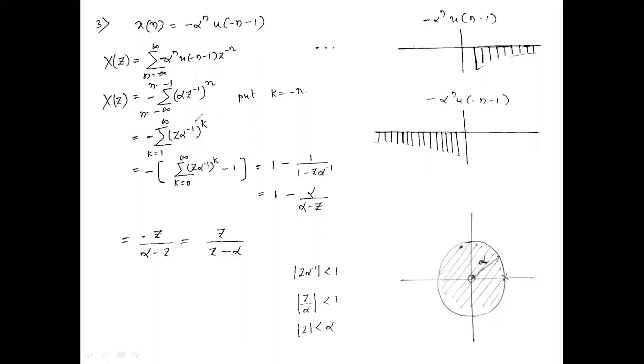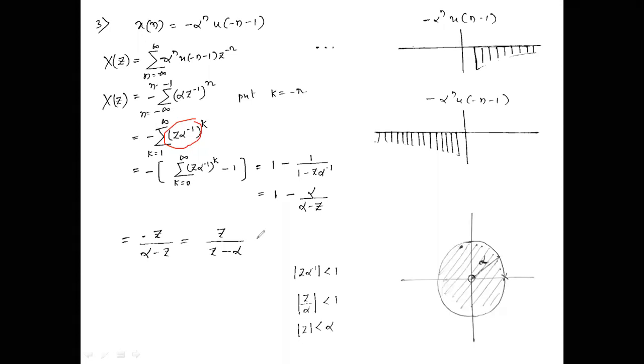That is why now the condition is not alpha into z to the power minus 1 less than 1, but it is z into alpha to the power minus 1 less than 1. Hence we get magnitude z less than alpha as our region of convergence. So my ROC here is inside the circle. The first signal was a right-sided signal, infinite duration, so my ROC was outside the circle. The second question is a left-sided signal. That is why my ROC is inside the circle.